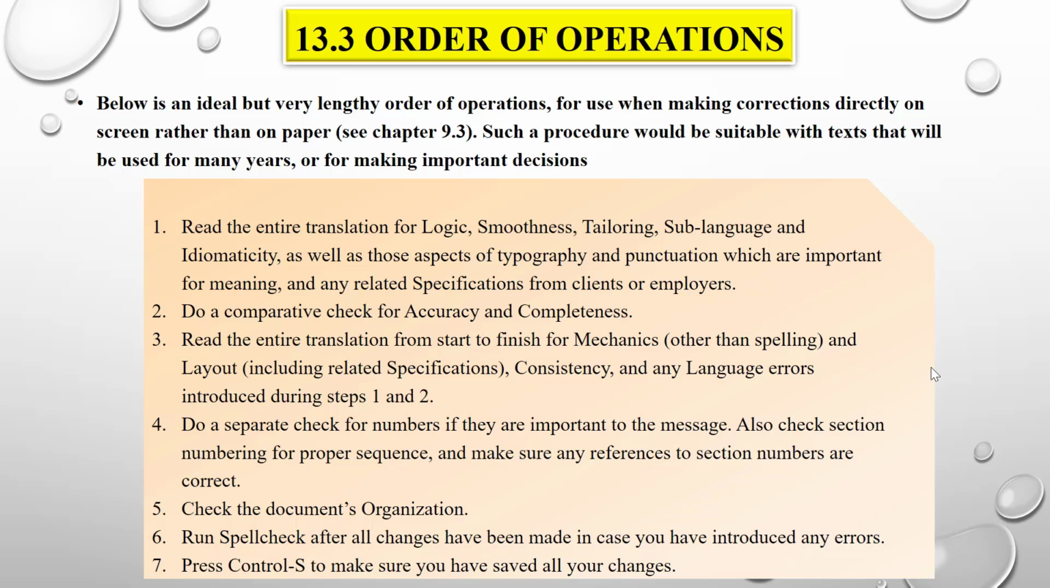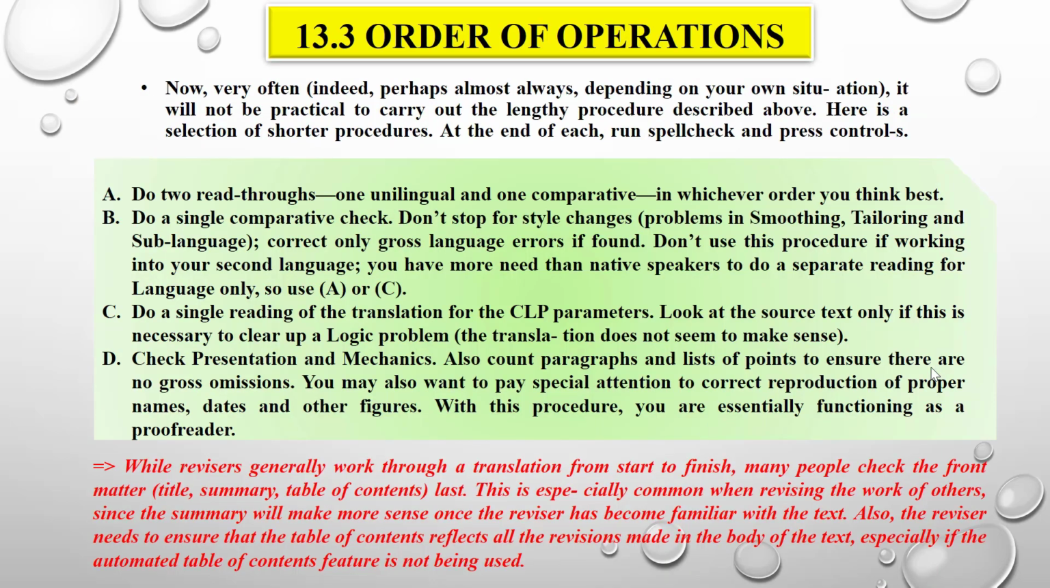Now, very often, it will not be practical to carry out the lengthy procedure described above because it is quite trivial with 7 steps, right? Here is a selection of a shorter procedure. At the end of each, run spell check and press Ctrl and S. Step A of the first step is to do 2 read-throughs, 1 unilingual and 1 comparative in whichever order you think best. Step B. Do a single comparative check.